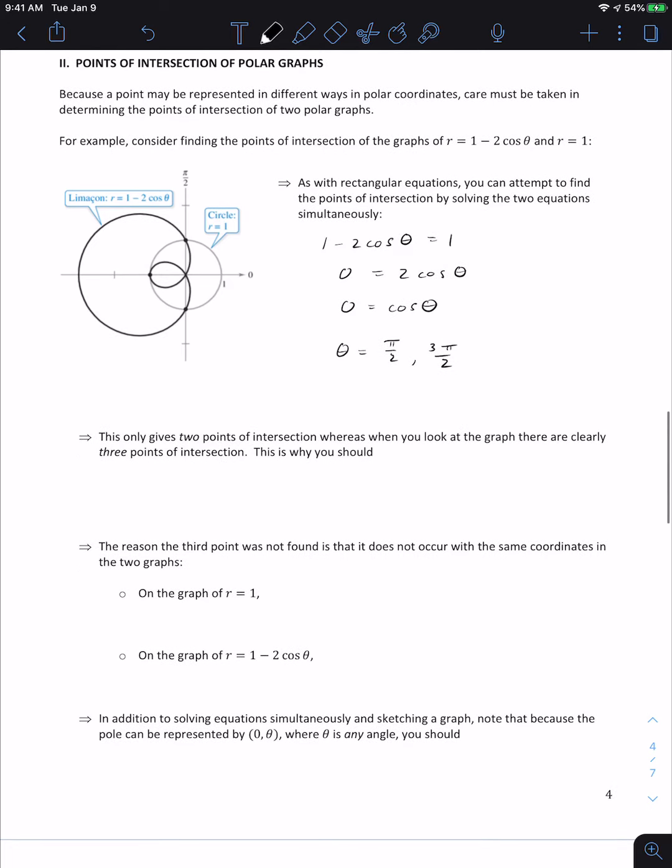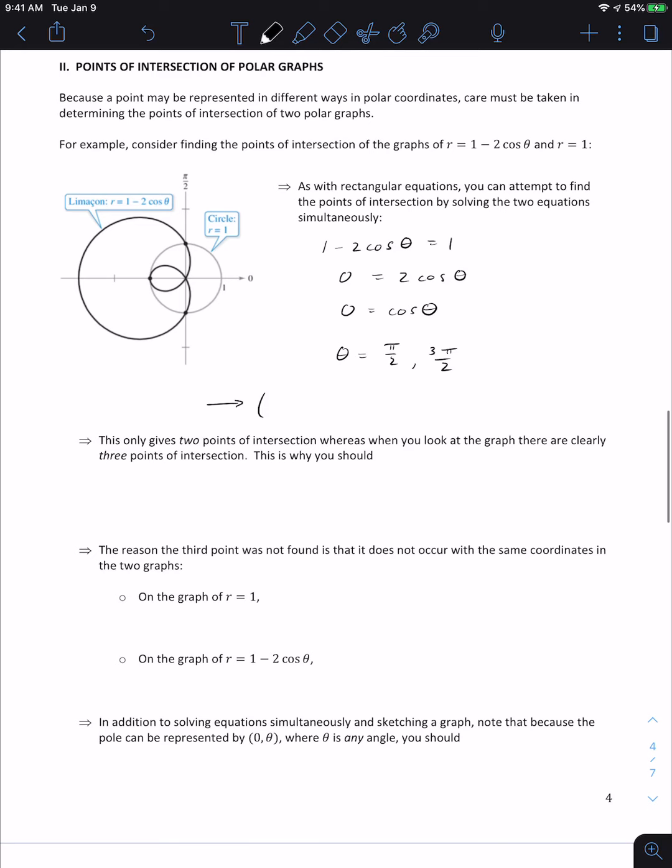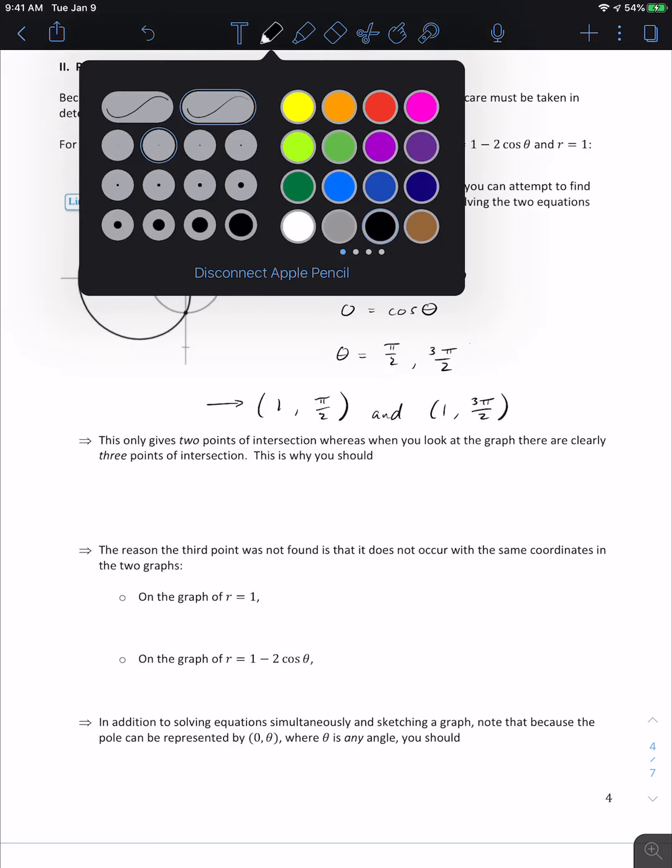So I get two different points. And how do I get a point in the polar coordinate system? Remember, it's radius and theta. I can plug these thetas into either of the r equations, just like I can plug x values into either of the y equations, and get my corresponding radius. In this case, it's easier to look at the constant function to see that the radius is 1 for these two points. So I get the point (1, pi over 2) and the point (1, 3 pi over 2). Those are my two points of intersection that I get from here.